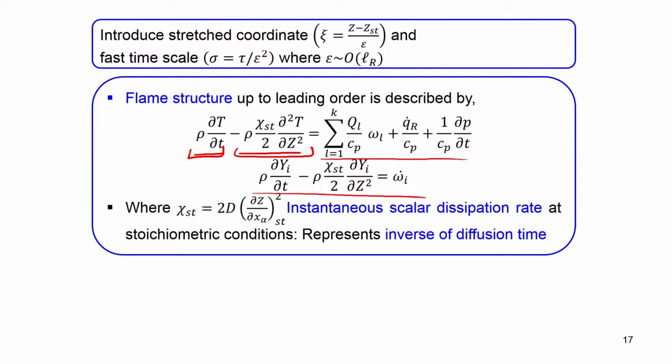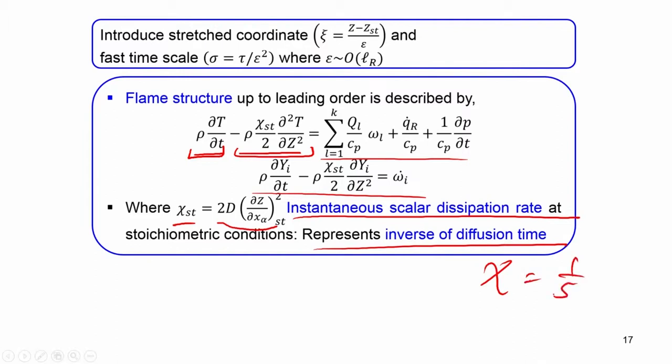Now, you see that for the diffusion of temperature in the Z space, there is a characteristic diffusivity that is emerging, and that is essentially the scalar dissipation rate, which is given by 2 D (del Z/del x_alpha) squared. It is the instantaneous scalar dissipation rate at the stoichiometric conditions, and this represents essentially the inverse of the diffusion time. So, chi has a dimension of 1 per second. It emerges essentially as the inverse of the diffusion time scales.